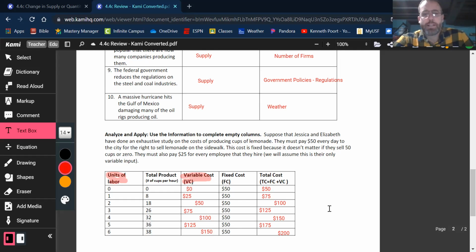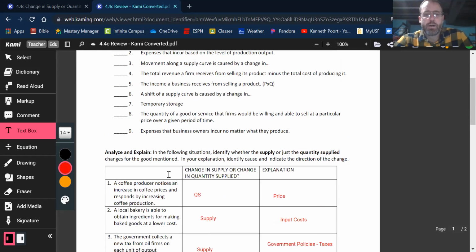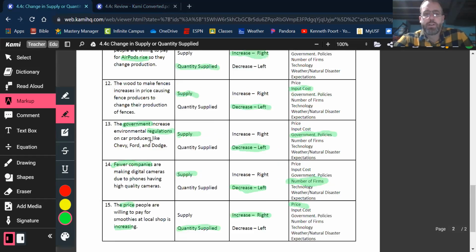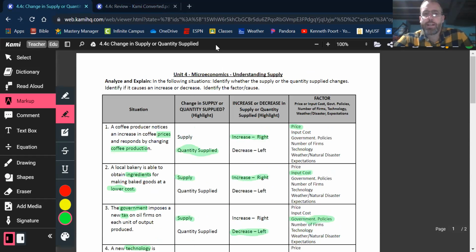Okay, that's it. You should have both those sets of worksheets done on supply. All right, so we went through the review part. You can go ahead and do the matching on your own. Then we also went through all the scenarios here on those 2 pages to make sure you have that done as well. All right, if you have any questions, send me a message on Remind or send me an email, please. All right.